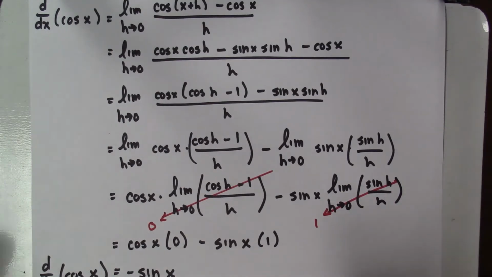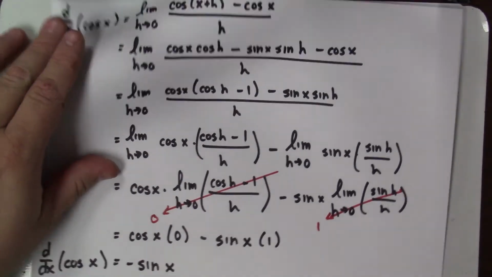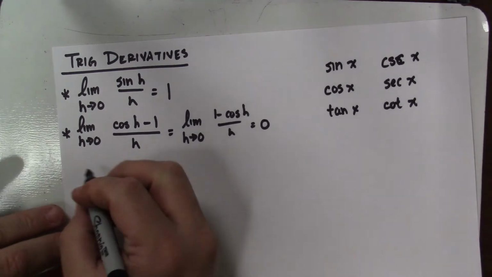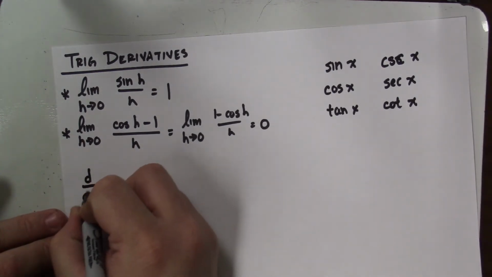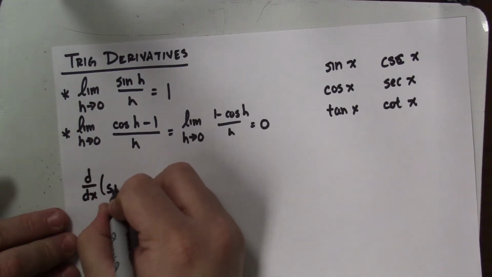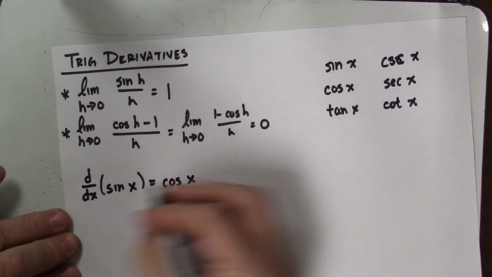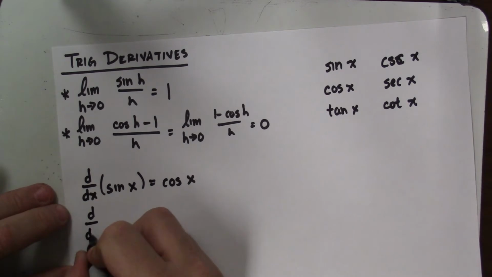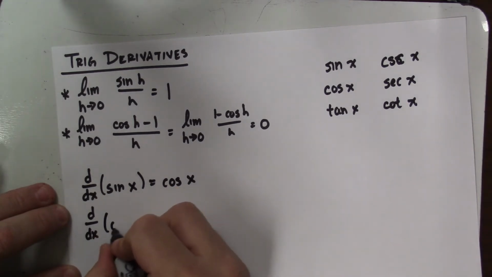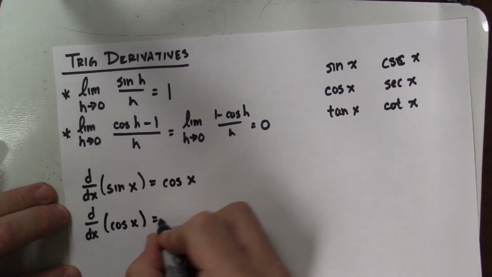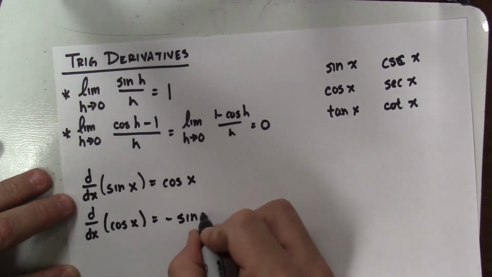Now this actually gives us some really neat stuff, and I'm going to try and save a little bit of paper. So let me just rewrite what we have. The derivative of sine is cosine. The derivative of cosine is negative sine.